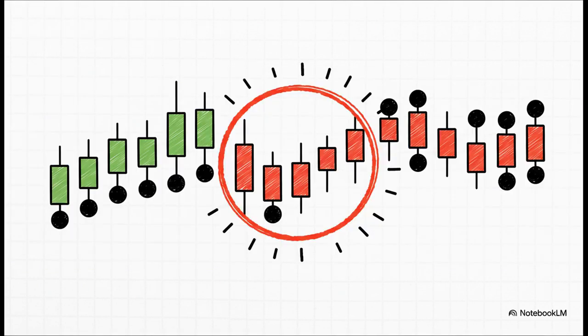Okay, so let's bring it all together. The Parabolic SAR is designed to give you super clear visual exit signals. The rules couldn't be simpler. Dots below the price mean you're probably in an uptrend. Dots above the price, probably a downtrend. And the most powerful signal of all is that flip, when a dot moves to the other side of the price, giving you a clear signal to stop and reverse.